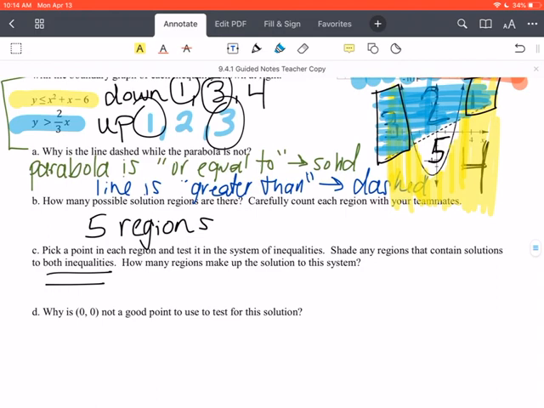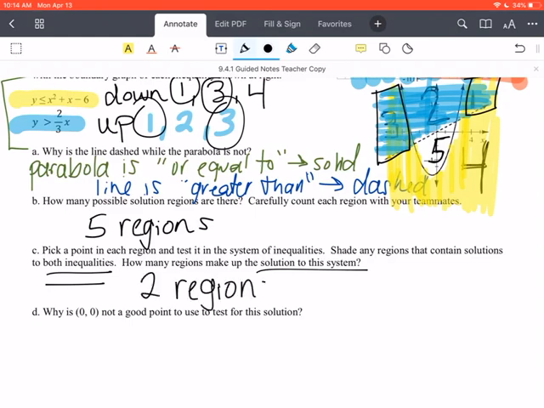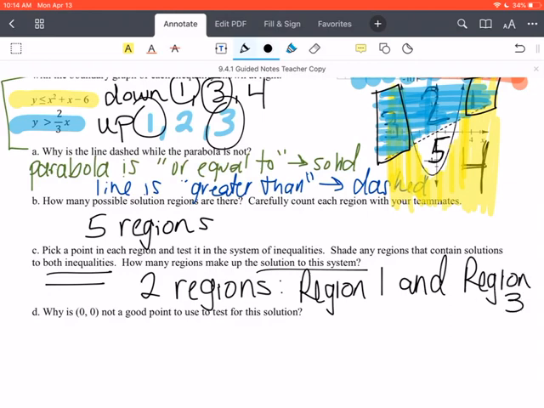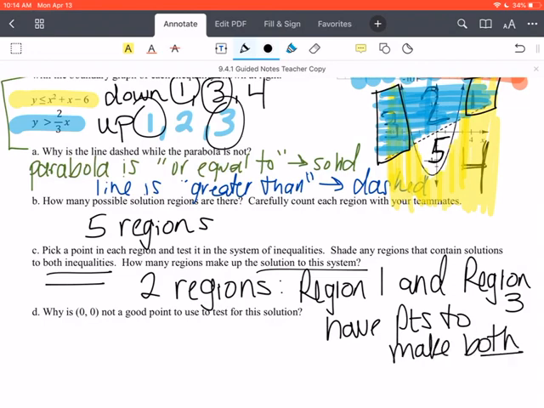How many regions make up the solution set to the system? 2 regions. What are they? Based on our diagram, region 1 and region 3 are the points that will make both inequalities true. Okay, so that's your answer, regions 1 and 3.